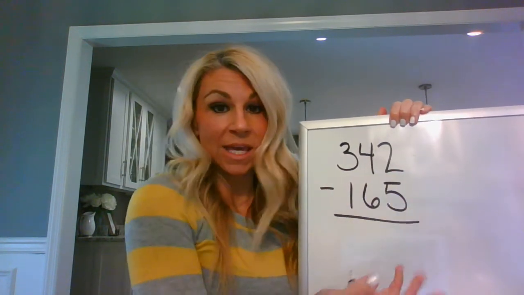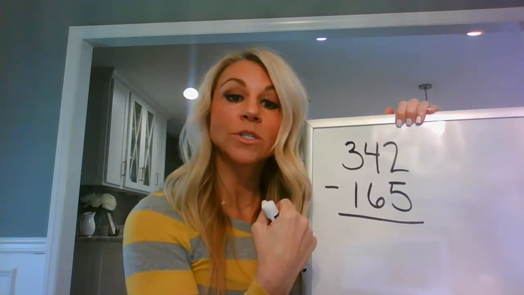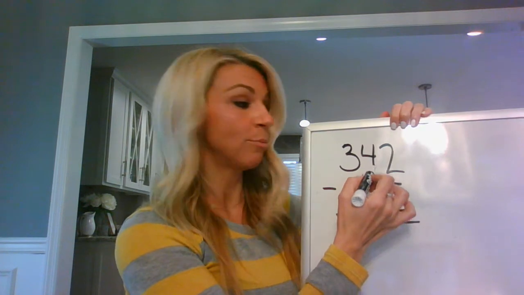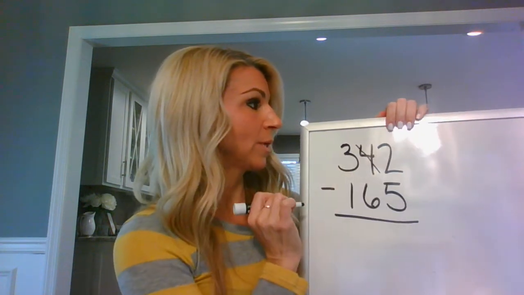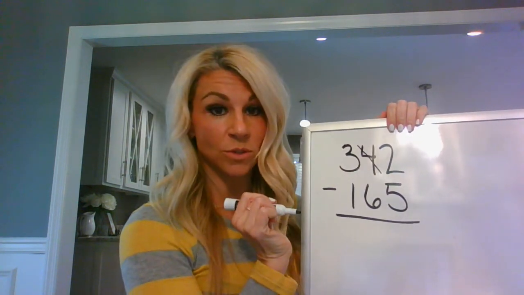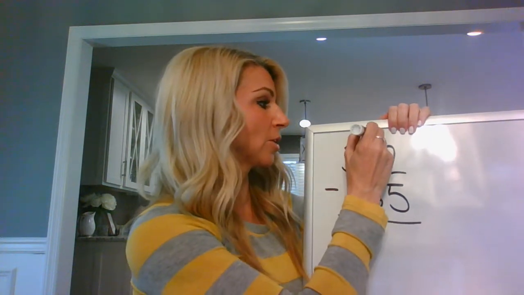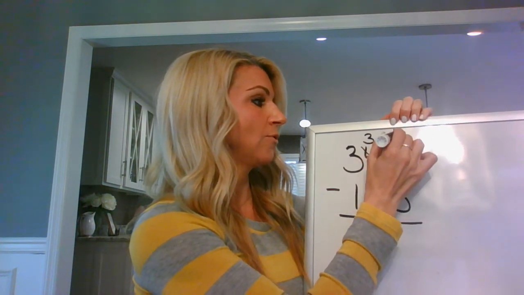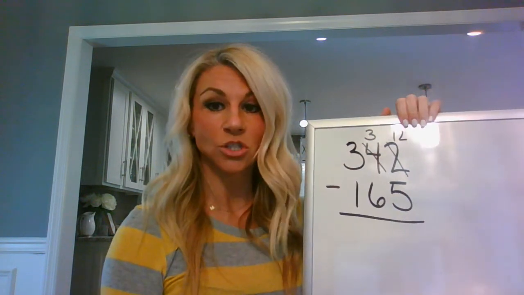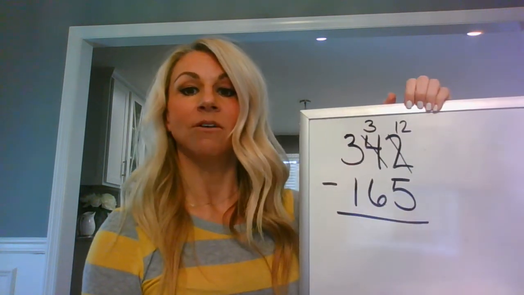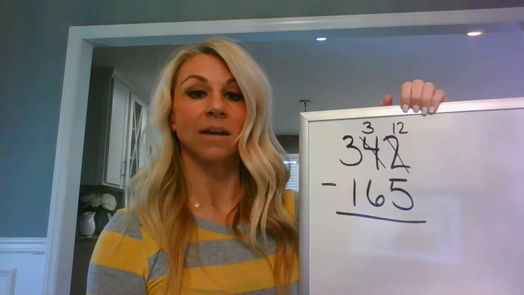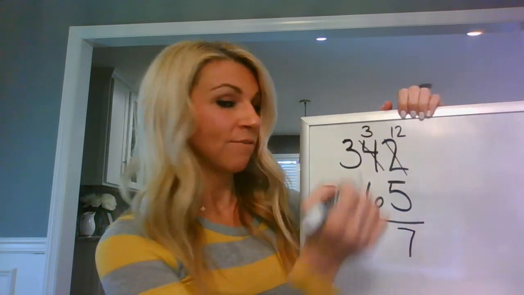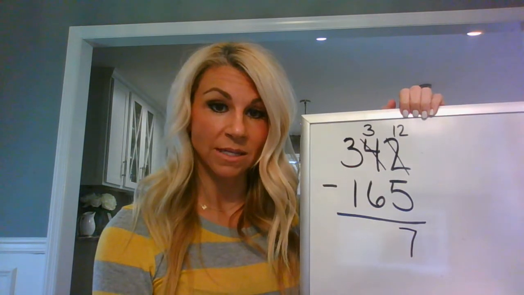2 minus 5 we can't do. So just like when we're subtracting two-digit numbers, we're going to come to this 4 and we're going to borrow a 10. So we're going to take away the 4. The 4 used to be 40, now it's 30. We're going to give the 10 to the 2, and if you give 10 to 2, it becomes 12. So now we have 12 minus 5. 12 minus 5 is 7. And we have the 3 now in the tens column.